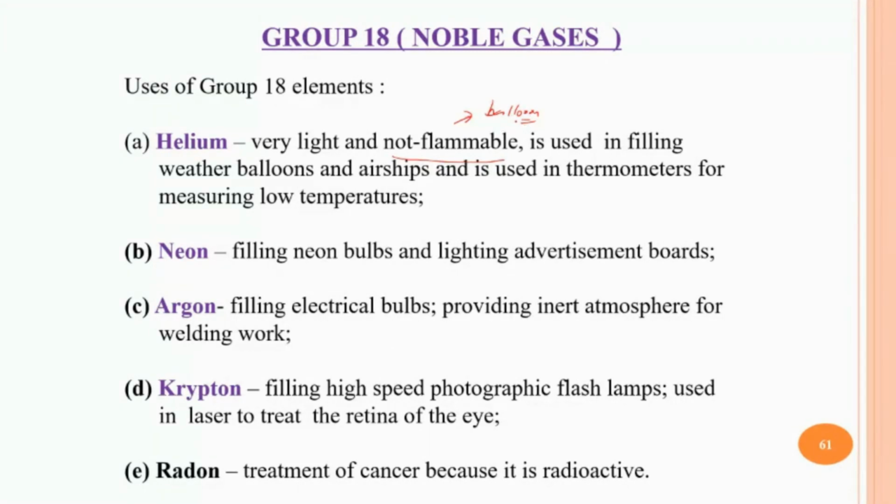Neon fills neon bulbs for lighting advertisement boards. Argon fills electrical bulbs. Krypton fills high-speed photographic flash lamps, and is used in lasers to treat the retina of the eye. Radon is used in the treatment of cancer, because it is radioactive. So these are the uses for group 18 noble gases.